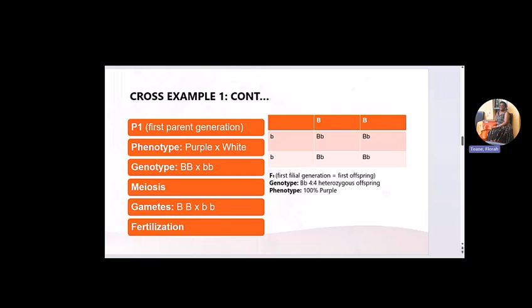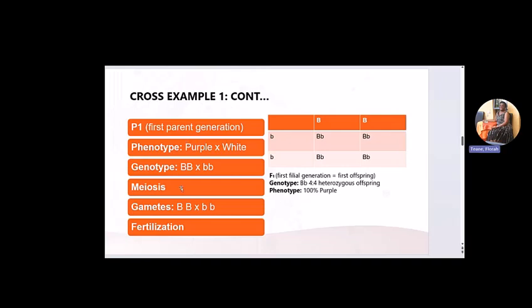For the purple color, we said it is dominant. It is represented by capital B. And the white is recessive, represented by small letter b. Every time you are asked to do crosses of a recessive characteristic or trait, use small letter. But when you are expected to show dominance, use capital letter.